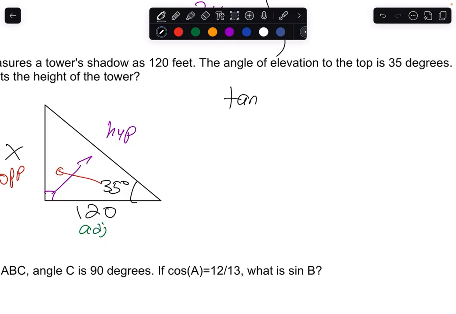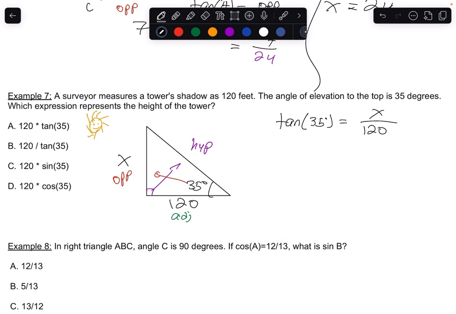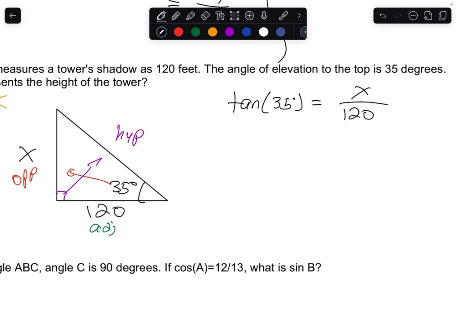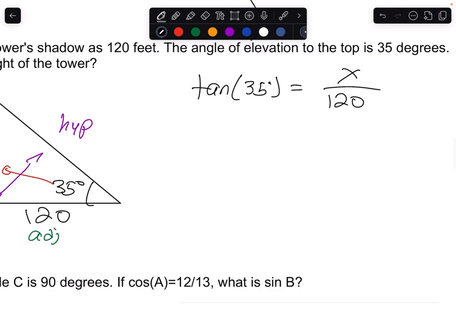So tangent of the angle, which is 35, equals the opposite side, which is x, over the adjacent side, which is 120. Which expression represents the height of the tower? As in, if you were to solve for x, how would you solve for x? Well, we set up our equation with the tangent. Tangent 35 equals x over 120. Your goal is to solve for x.